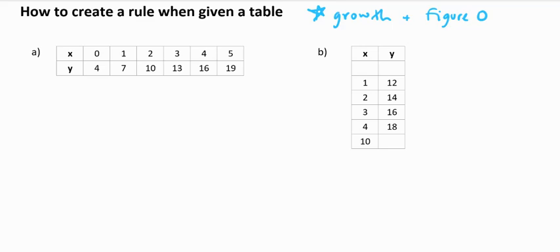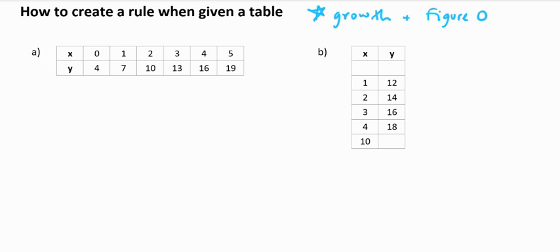In this video, we are going over how to create a rule when given a table. So remember, with the rule, the important parts are the growth and figure 0. So here, for A, I'm given a table of values. So let's start by trying to find the growth.